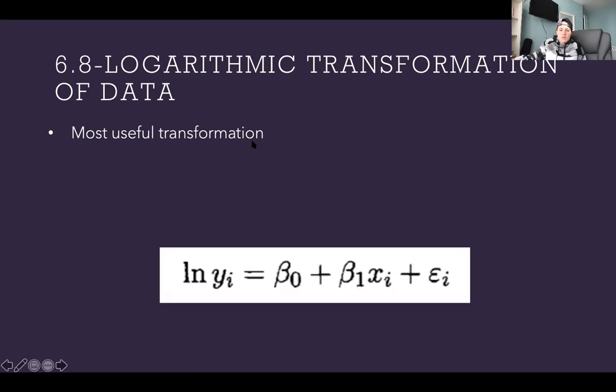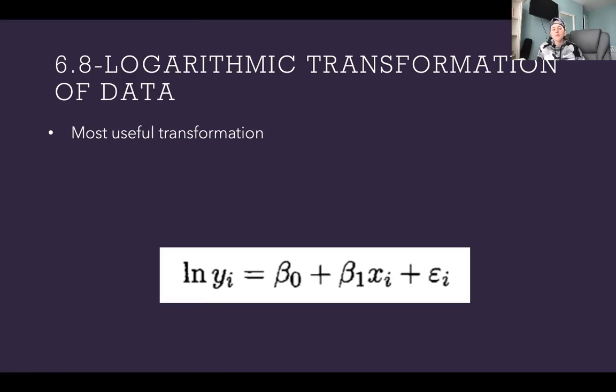So we fit this model right here, which is ln of y sub i equals our beta sub 0 term plus our beta sub 1 times our x sub 1 plus our epsilon sub i term. The residuals suggest a more appropriate model. This is a multiple regression model, which can be used to help detect model deficiencies.